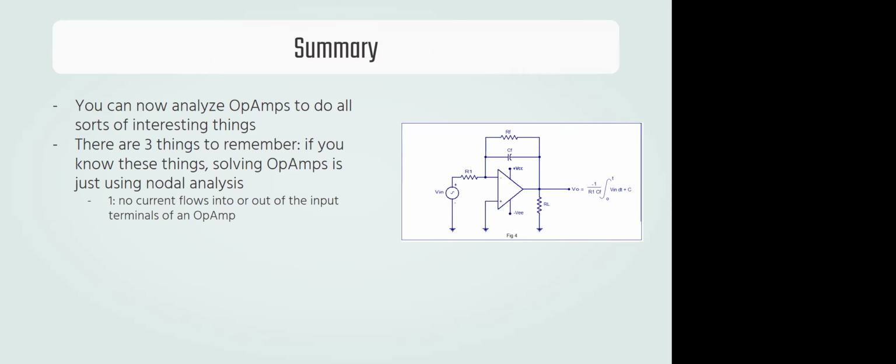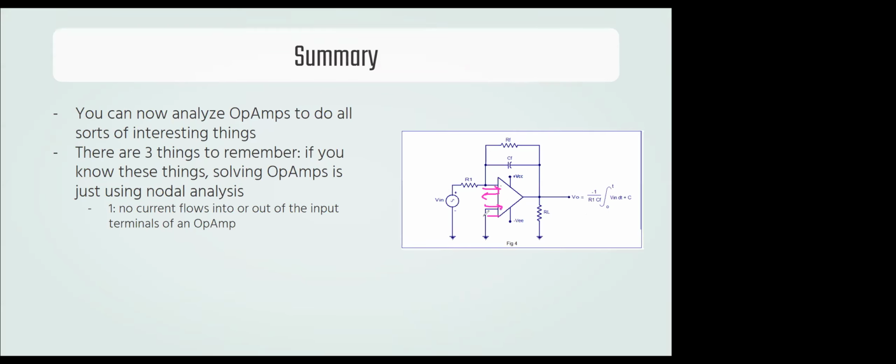And the only two things you need to remember are: no current flows into or out of the terminals of an op amp, okay? There's no current going in and there's no current going out here. There's no current going in and there's no current going out. This does not happen, okay? So any current that goes in here goes up here, okay? No current goes into or out of the terminals.